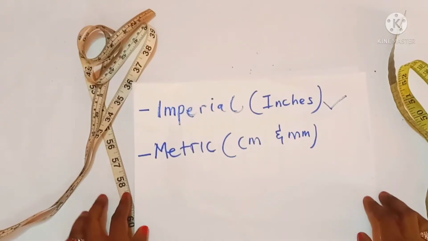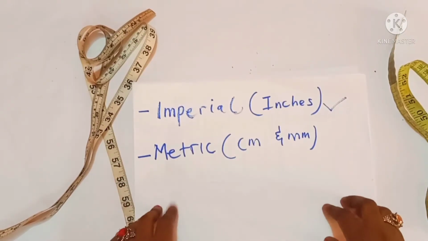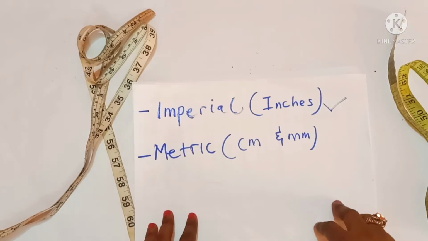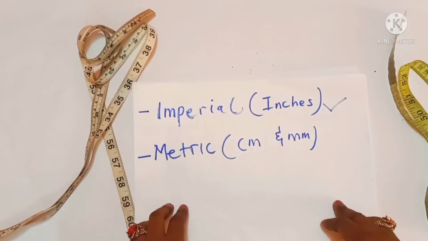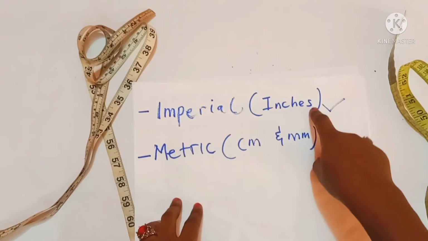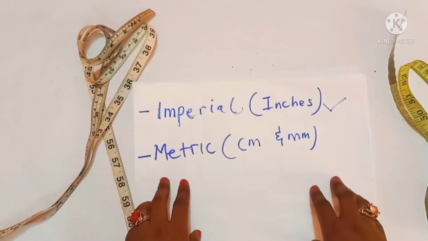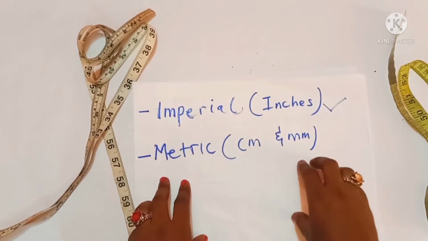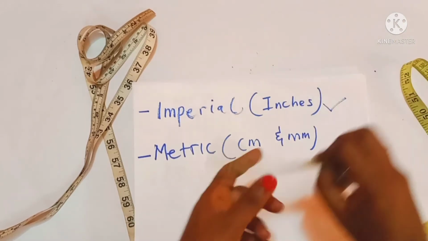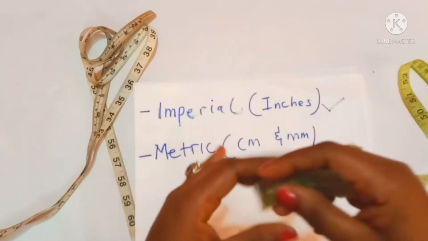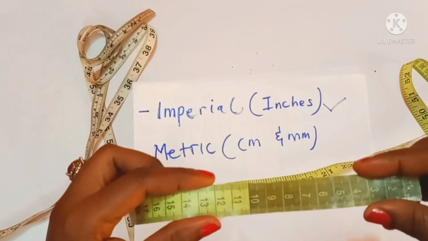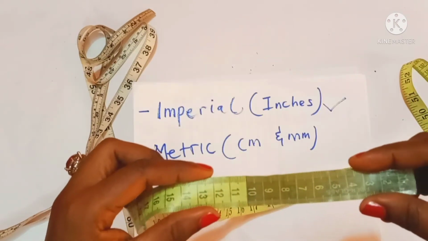So okay guys, welcome back. Now to our tape reading. The tape has two sides, the imperial and the metric. The imperial comes in inches while the metric comes in centimeters and millimeters. This is the imperial side, while this side is for centimeters and millimeters.